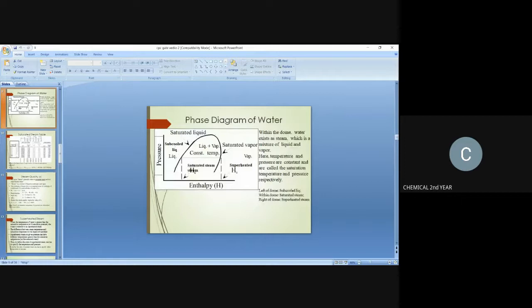Next, phase diagram of water. The phase diagram of water is expressed as pressure versus enthalpy.